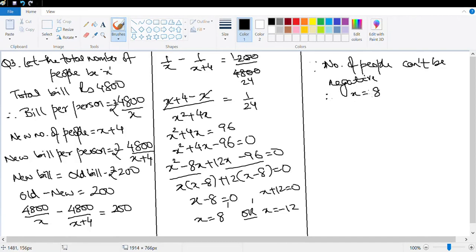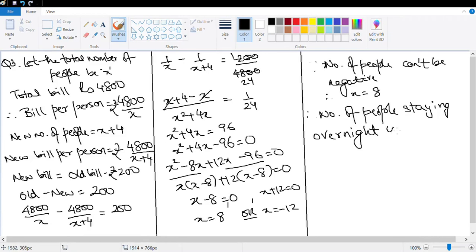Let's read the question, what they want me to find. They say find the number of people staying overnight. So that's the final statement. Therefore, the number of people staying overnight is 8. Perfect. Let's move on to the next question.